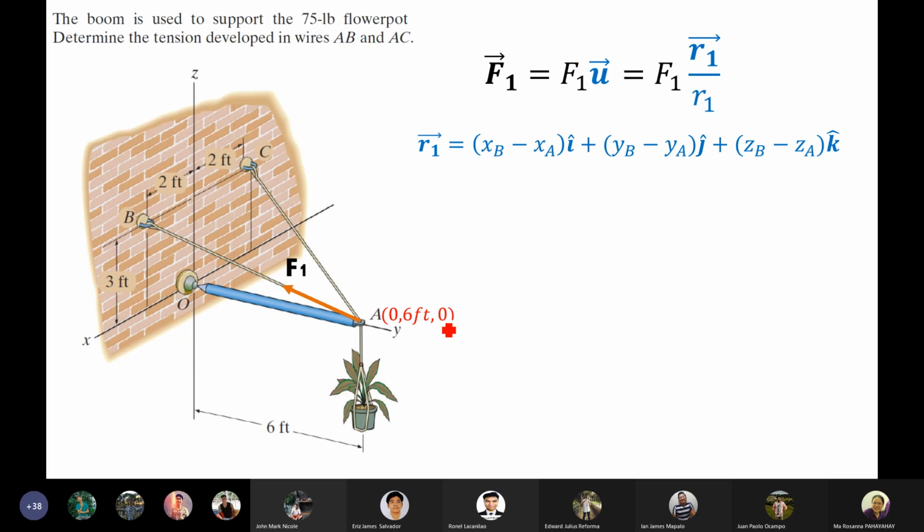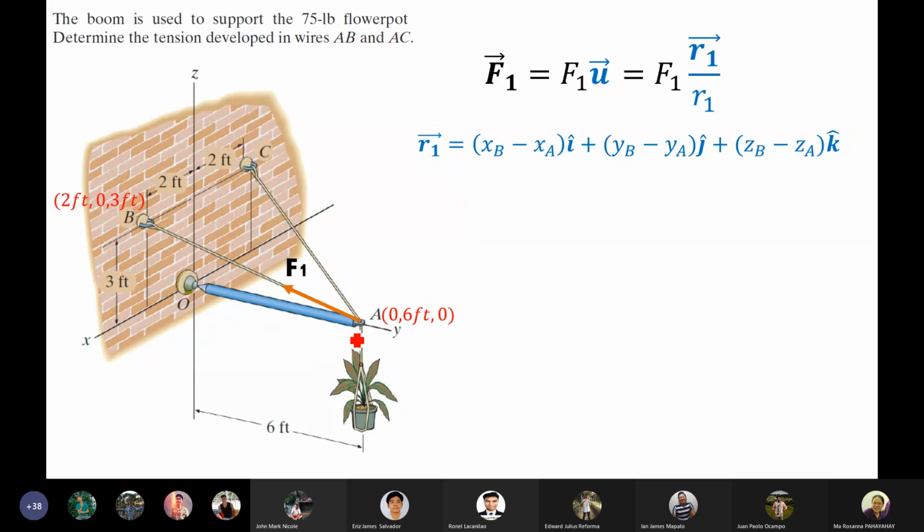Okay? So, B, how about you? Paano yung position niya at point B? Can you tell me? What is the position B here? Hello? 2, 0. Along X, that is? 2 po. 2, 0, 3. Okay, good. That is 2 feet, 0, and 3 feet. Good.